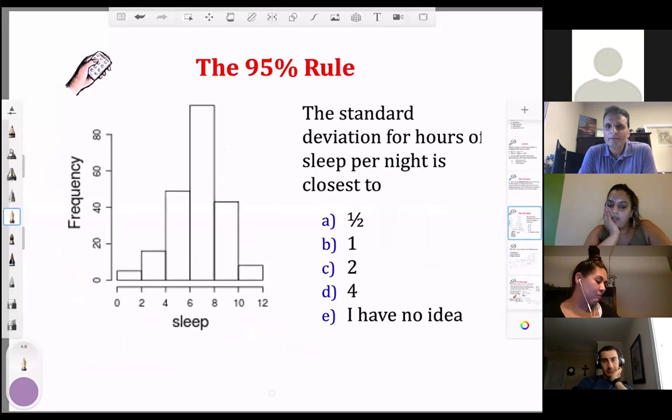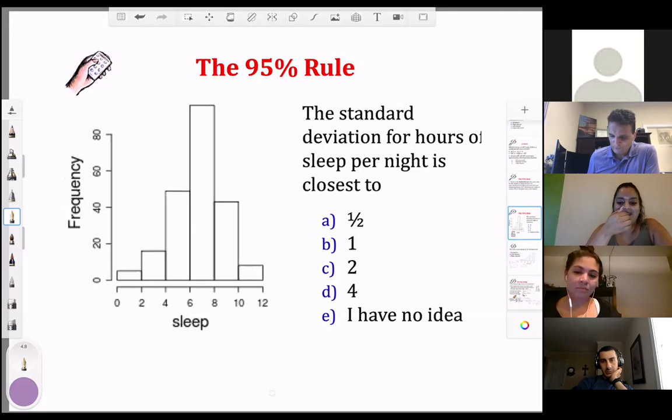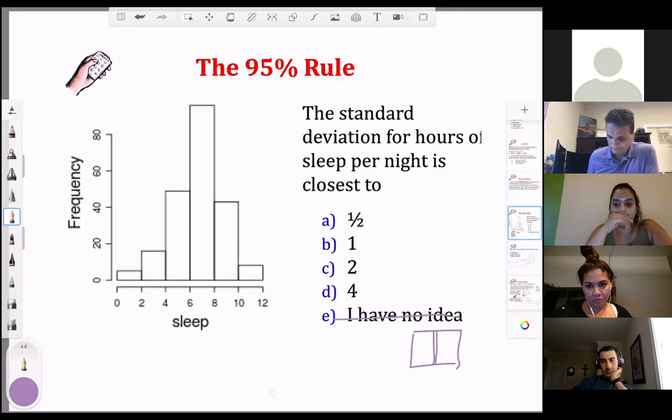The standard deviation for the hours of sleep per night is close to 1/2, 1, 2, or 4? I have no idea. If you pick that, that means you're looking at the outside. If you don't look at the outside, you should have some idea.